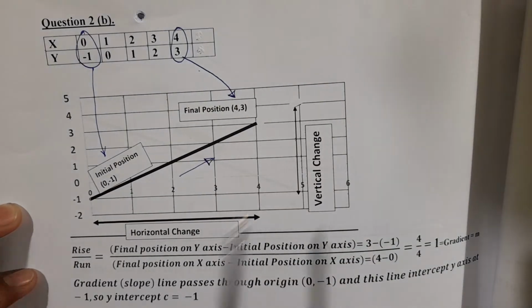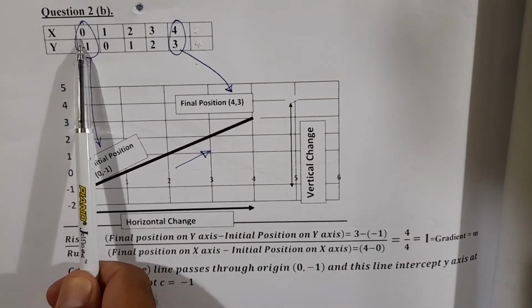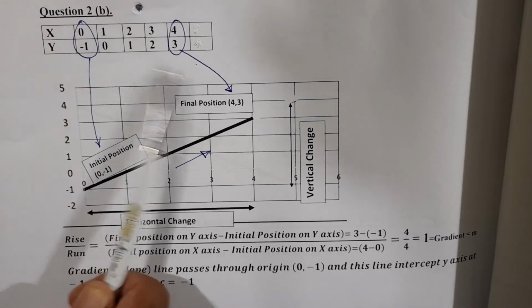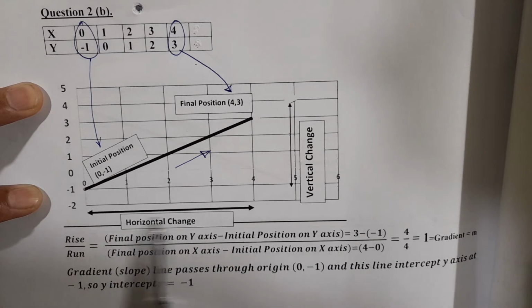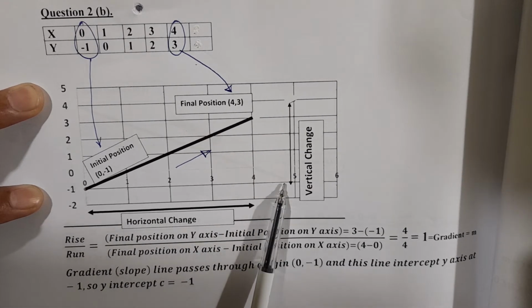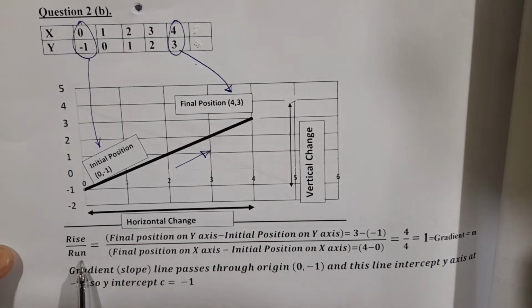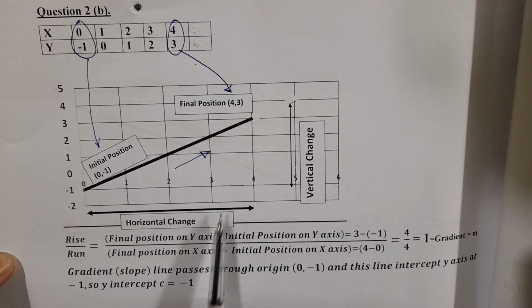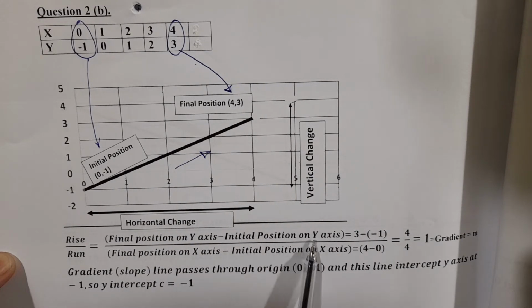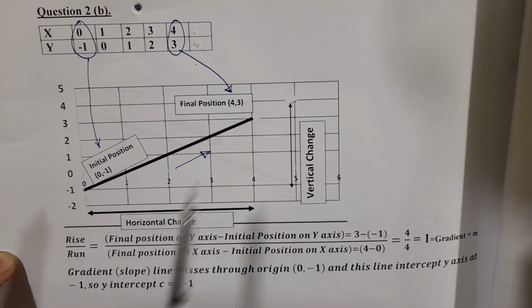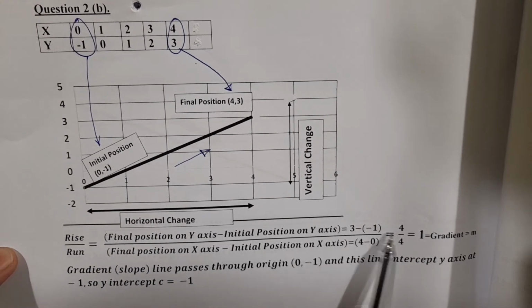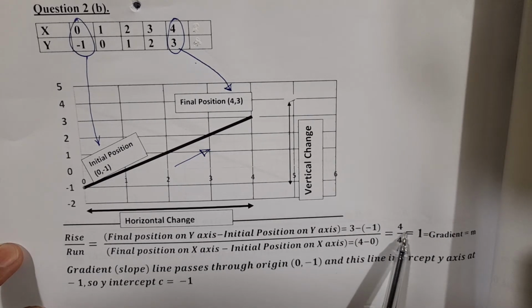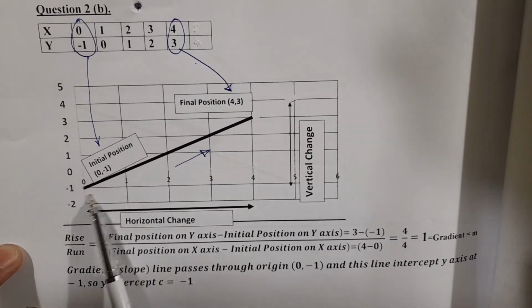Now coming to exercise 2b, x and y, initial position 0 and minus 1, final position 4 and 3. This is the horizontal change or run axis, and this is the vertical change or rise axis. So rise divided by run is equal to gradient. Final position on the y-axis was 3 and initial position on the y-axis was minus 1, divided by final position on the x-axis was 4 and initial position on the x-axis was 0. So 3 minus bracket start minus 1, that makes 3 plus 1, 4, divided by 4 is 1. So the gradient is 1 and it's positive.